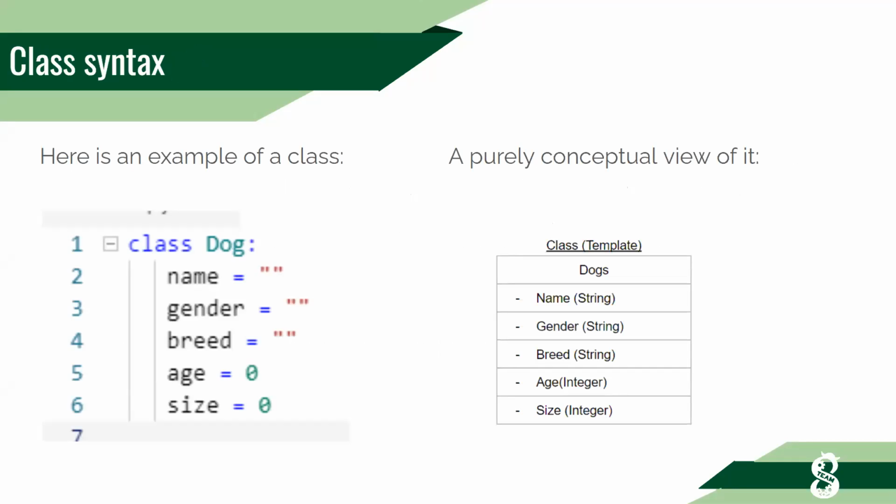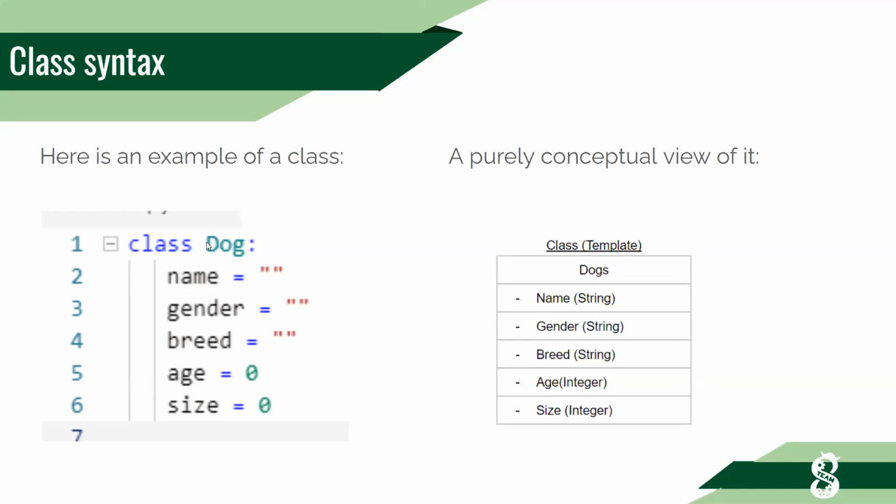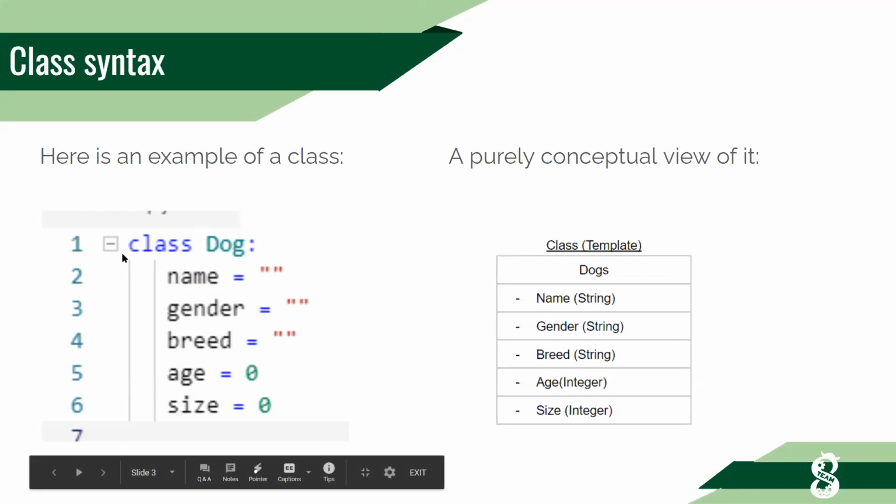Okay, so here's an example of a class. Class dog, name equals blank, gender equals blank, breed equals blank, age equals 0, size equals 0. So a purely conceptual view of this is the class dog. It has a name, a gender, a breed, an age, a size. All dogs have this, right? And so we can fill in the blanks, but this is the template here. So there's nothing actually filled in, if that makes sense.